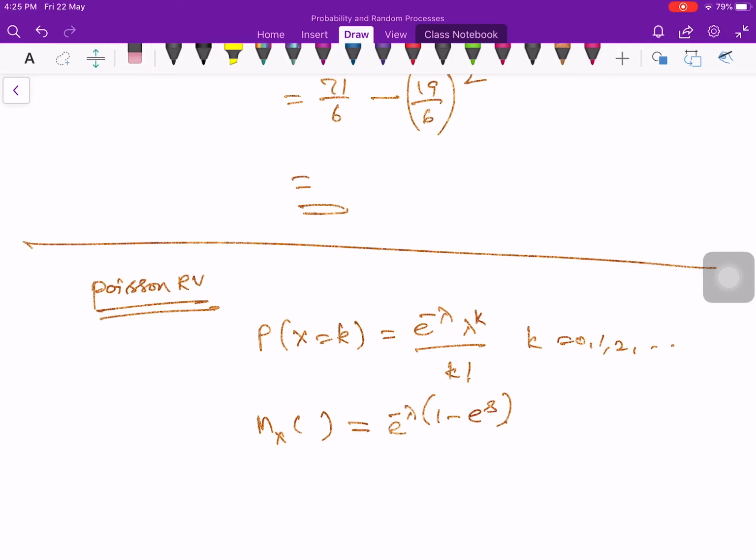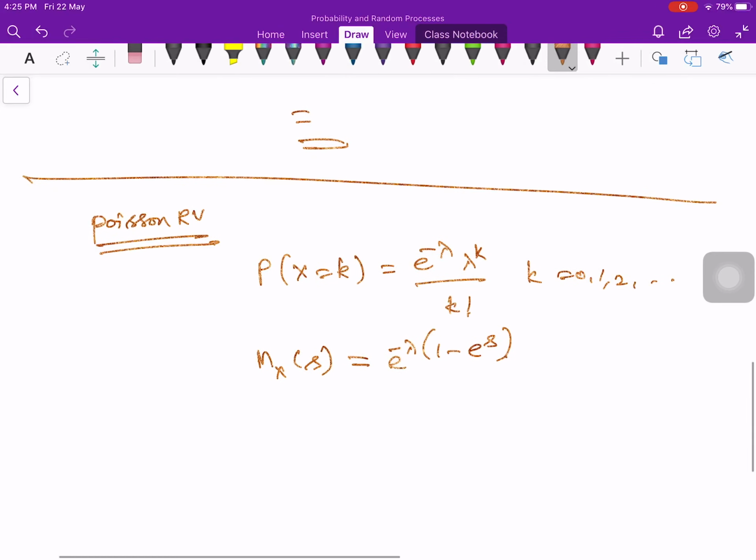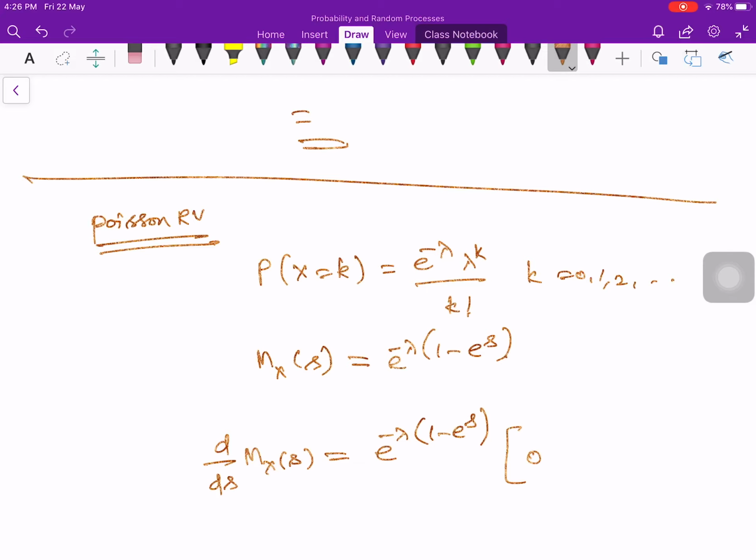Now we can use this moment generating function in order to find out the various moments. So the first order moment is obtained by differentiating once and substituting s equal to 0. So d by ds of M_X(s) is equal to the same thing will come, e to the minus lambda times (1 minus e to the s). Then differentiate the exponent. If you differentiate the exponent, the first term will be 0, minus into minus is plus, then it is going to be lambda e to the s.